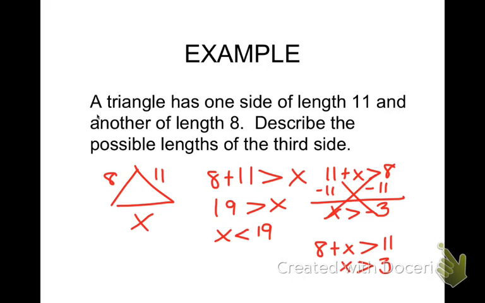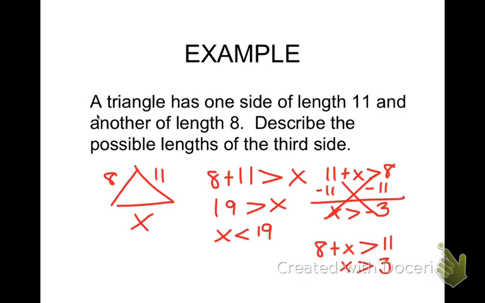So can someone give me a number that your X would be less than 19 but greater than 3? 4. Give me another option. 6. What else? 8. 12. Are we able to list all of the options? No, because you've got decimal points in there, right? So there's really an infinite number of numbers that fall between 3 and 19.